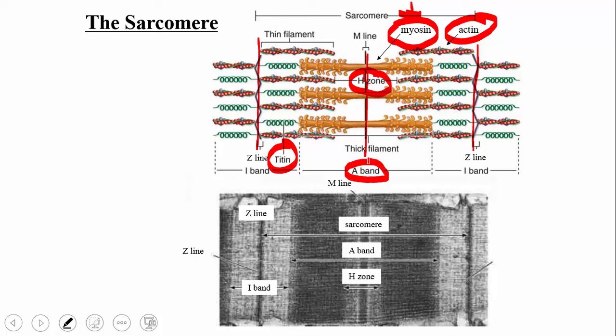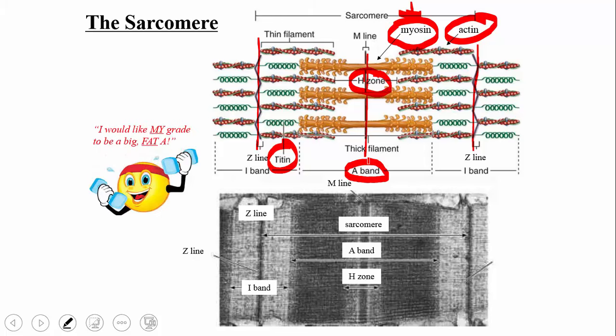Okay, so just to note that, how do I remember that? Myosin are the thicker filaments. I think of this phrase: I would like my grade, my is for myosin, right, to be a big fat A. In other words, myosin is fat. Those are the thicker filaments. So that's sort of what I think of.